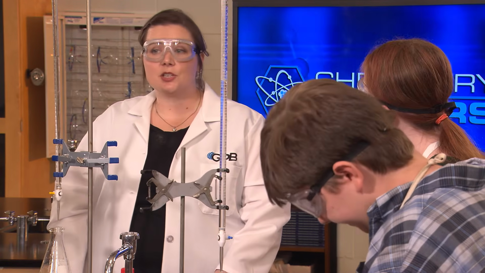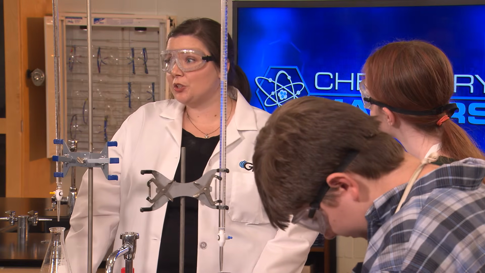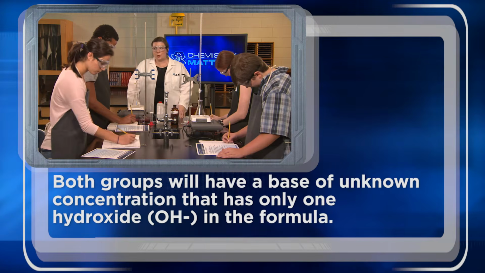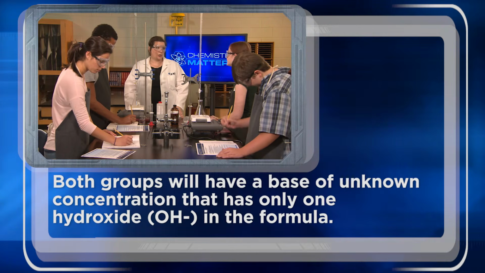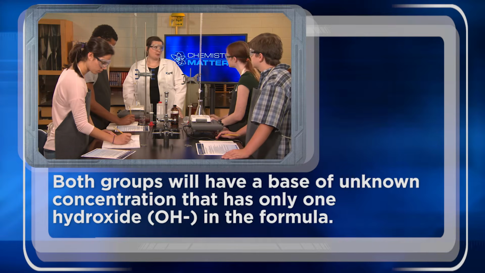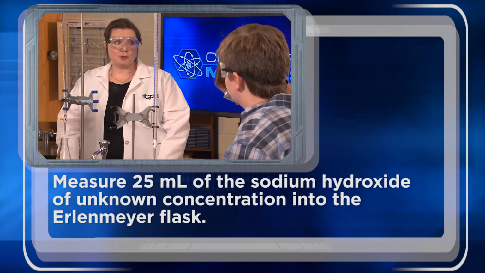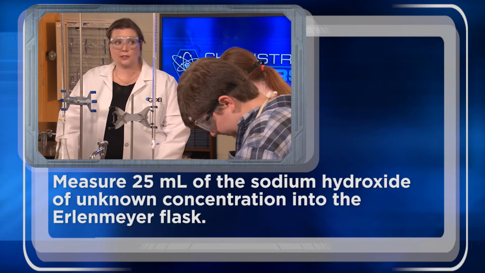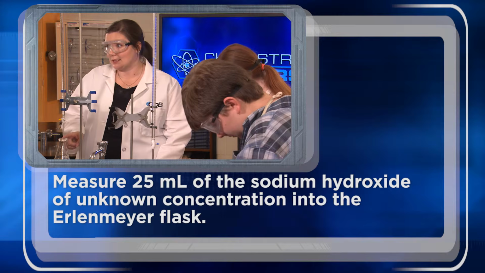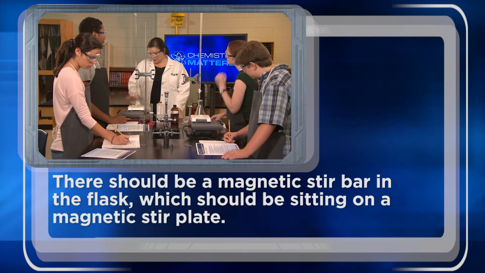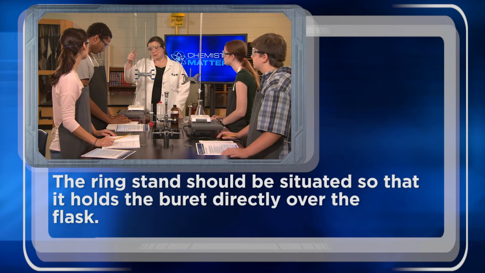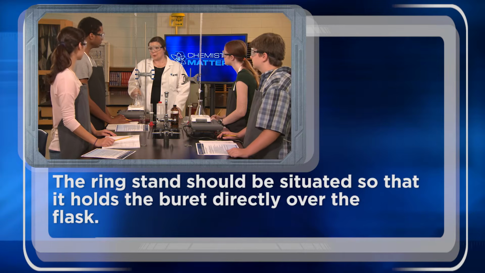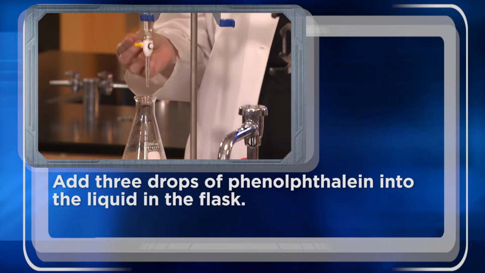There are several different pH indicators for different labs. Since we're using a strong acid and a strong base, we're going to use phenolphthalein as the indicator. Both groups have a strong base of unknown concentration that only has one hydroxide, which means it only has one OH minus in the formula unit. Measure 25 milliliters of the sodium hydroxide of unknown concentration and put it in your Erlenmeyer flask. There's a magnetic stir bar in here, and it's on a stir plate. This ring stand is set over it so that the acid from the burette can be added into the flask. Before you do that, you're going to add 3 drops of phenolphthalein.